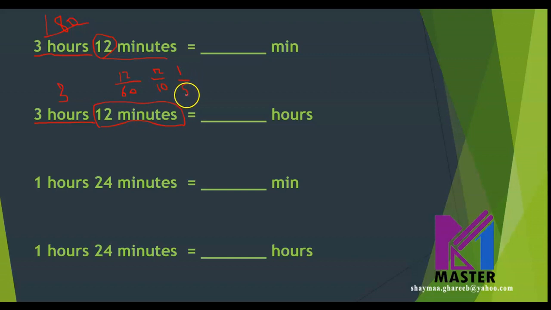So I can write it as 3 1/5, or 3 2/10, or 3.2 of the hour, because the 1/5 is 0.2, or the 2/10 is 0.2. Is this clear? So in order to know the number of minutes as hour, write it as a fraction over 60, then find it in the simplest form or change it into a decimal.